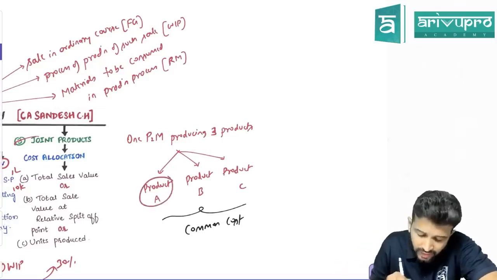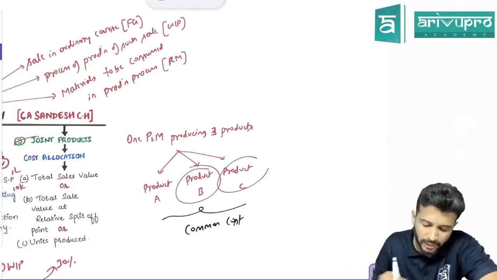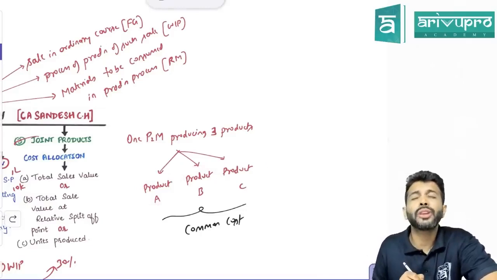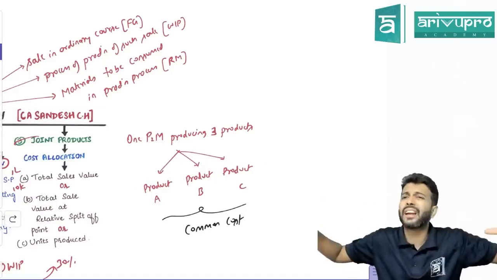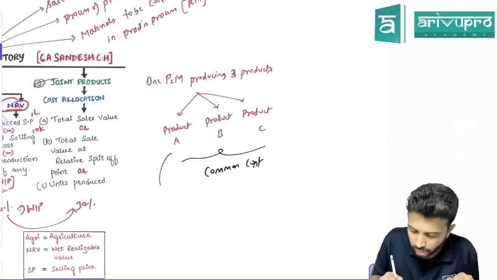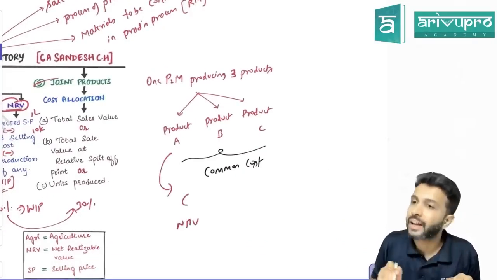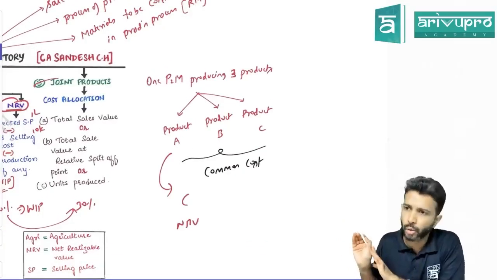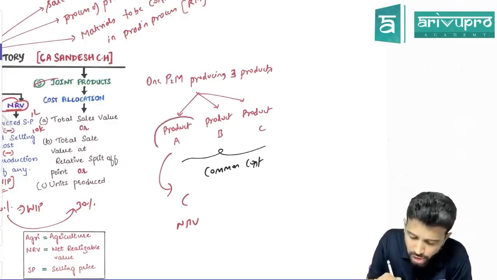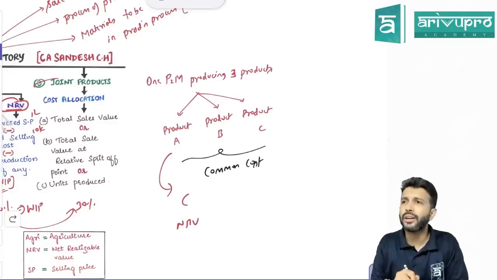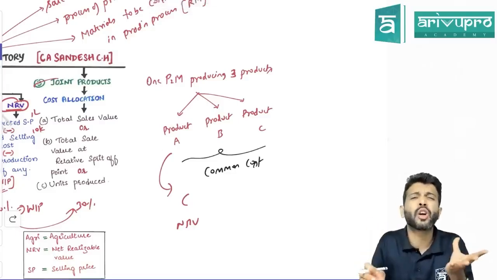Sir, product A is a separate inventory, product B is separate, product C is separate. If they are separate inventory, can you value them together or separately? Separately. That means for product A, you need to find out cost separately, NRV separately, and value. Correct. But here, can you tell how much cost you incur to produce product A? Is it clearly given, or is it a common cost?